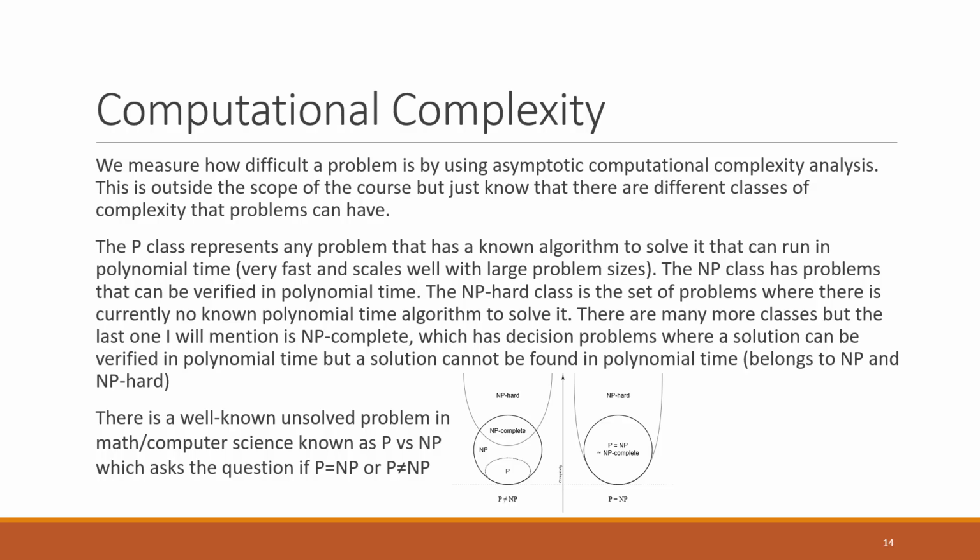The NP class has problems that can be verified in polynomial time. The NP hard class is the set of problems where there is currently no known polynomial time algorithm to solve it. There are many more classes, but the last one I will mention is NP complete, which only has decision problems, meaning problems with a yes or no solution, where a solution can be verified in polynomial time, but a solution cannot be found in polynomial time. So these type of problems belong to NP and NP hard. And there's a well-known unsolved problem in math and computer science known as P versus NP that asks the question if the sets P and NP are equivalent.